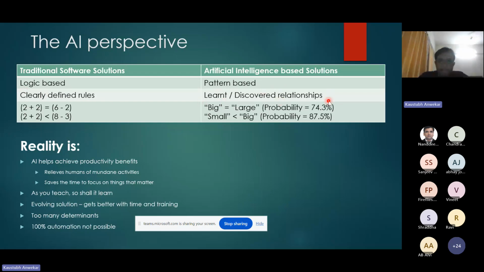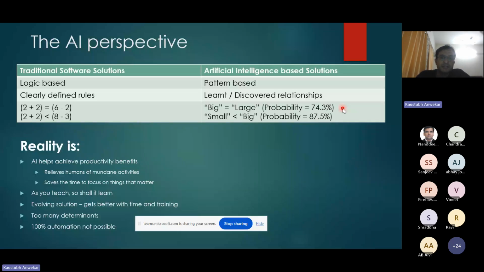discovered relationships, right? There is nothing explicitly mentioned that okay, skills is having the maximum impact or influence on salary, or number of years of experience is actually influencing the salary the most. No, it is something which is discovered. It is something which is learned by the algorithm, by the model on its own, right? There are techniques to do that. The most important thing is traditional software solutions are all deterministic, whereas AI based solutions are all probabilistic.